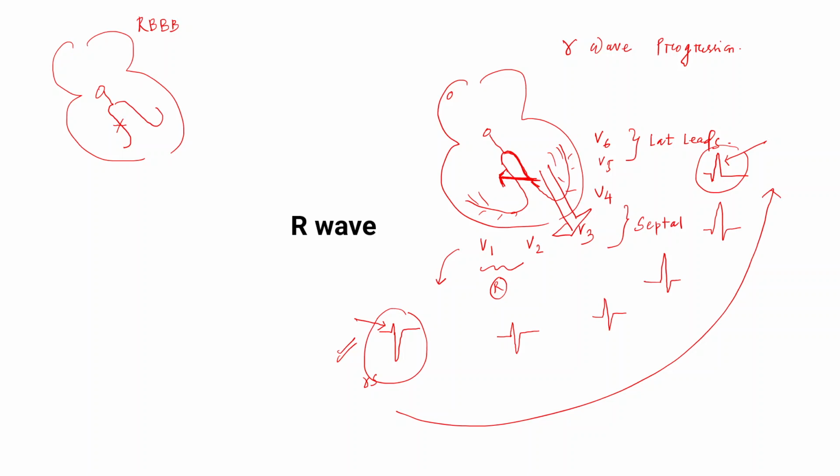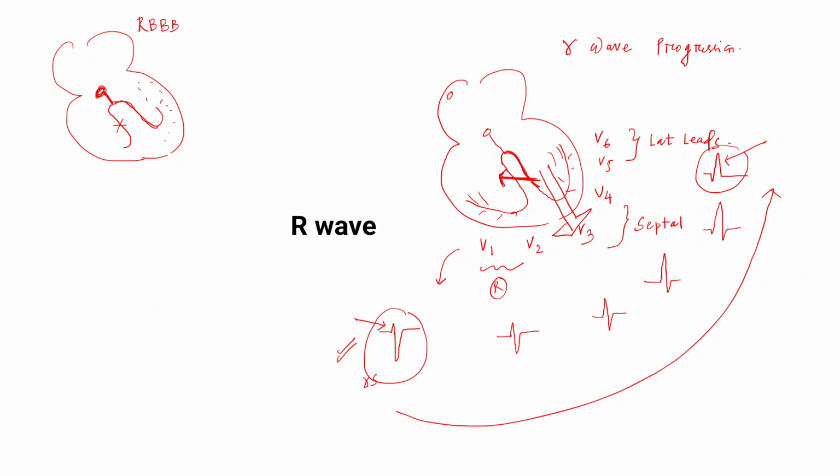So what will happen now? The action potential will start from the AV node, then through the bundle of His it will go to the left bundle branch. Then it will supply the action potential to the left ventricle. But now the right bundle branch is not functioning. So what will happen? How will the right ventricle contract?